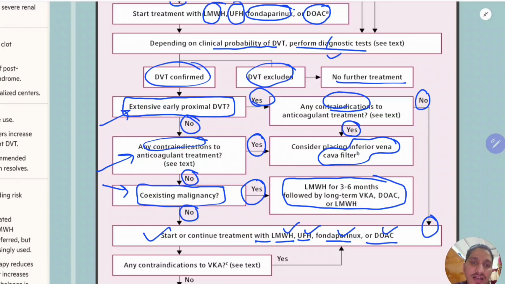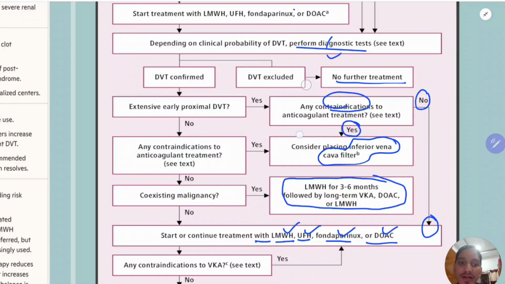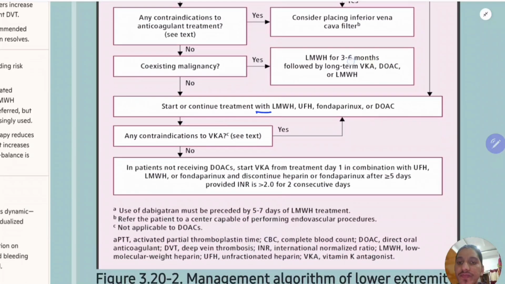So similar thing. The main conclusion from this, I will just conclude it in one way. So just you remember, in high or intermediate cases, you will start treatment before your diagnosis is confirmed. In low cases, you will start the treatment after your diagnosis is confirmed. If there is any contraindication to anticoagulation, you will go for IVC filter. That's all.